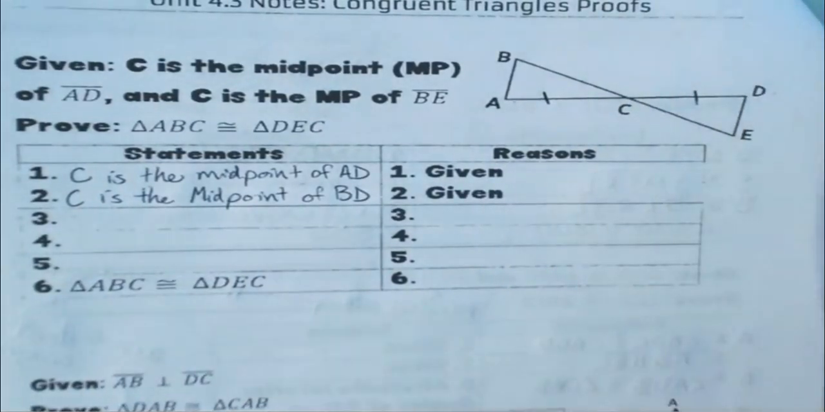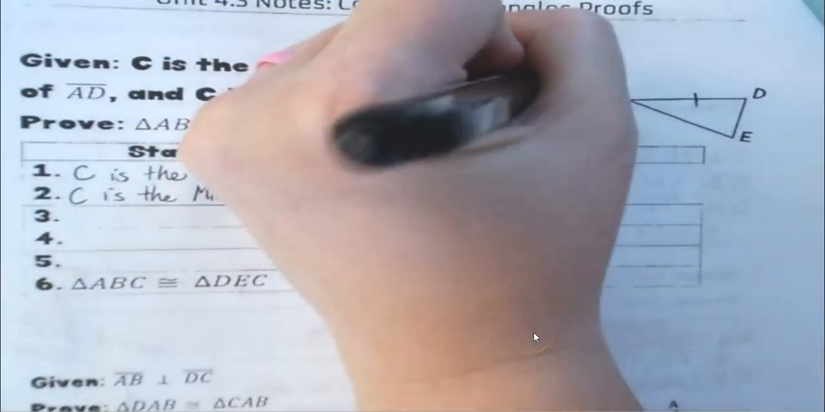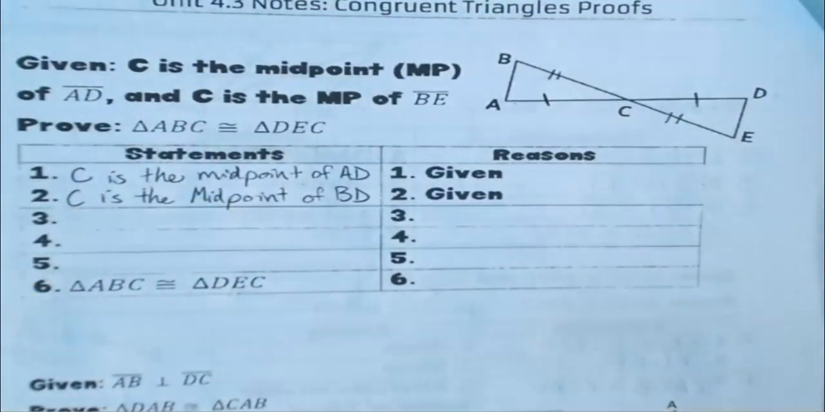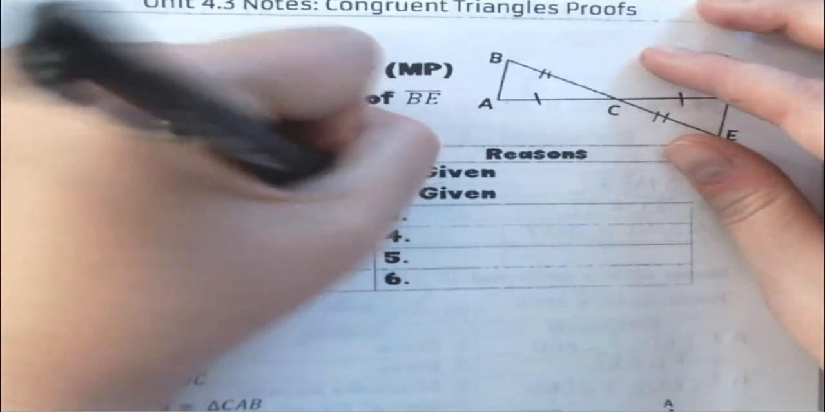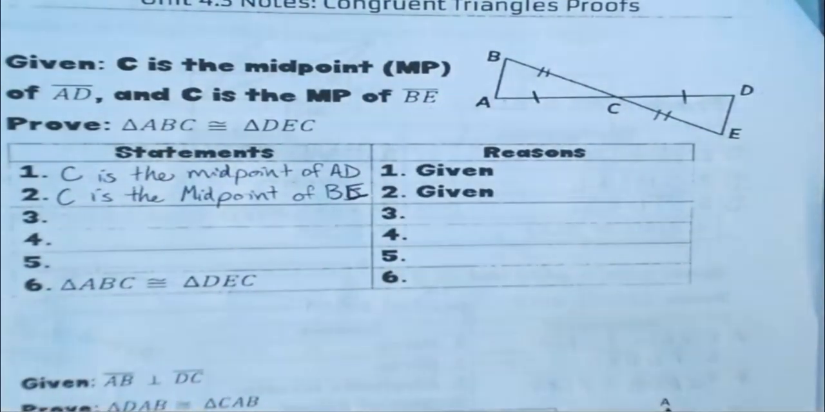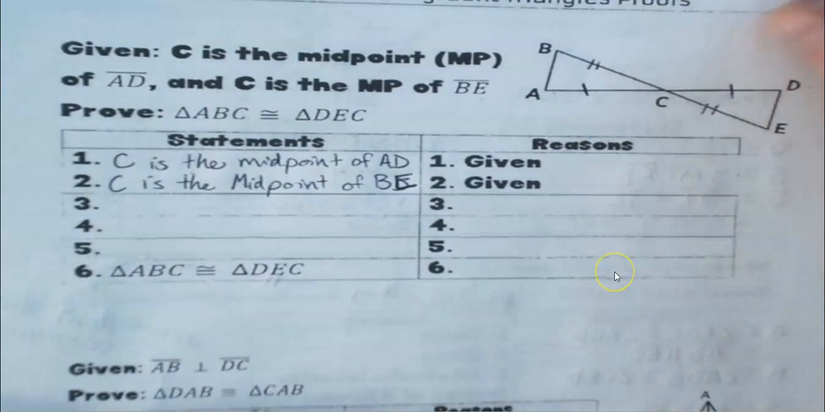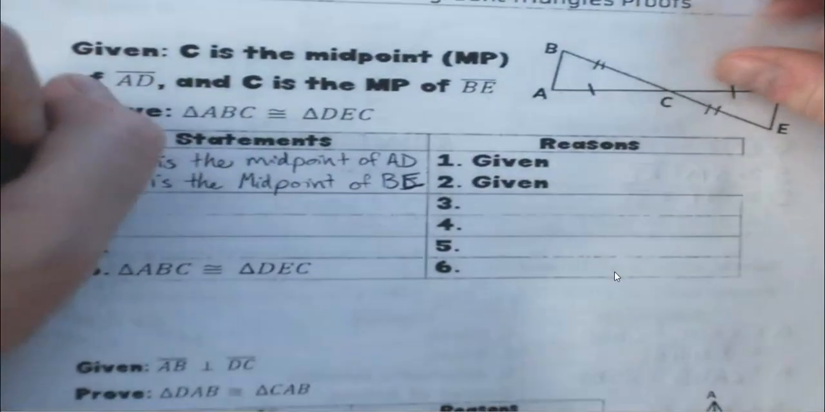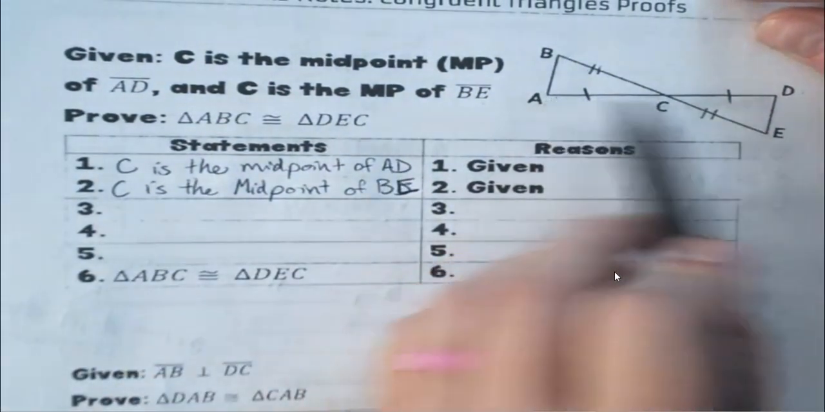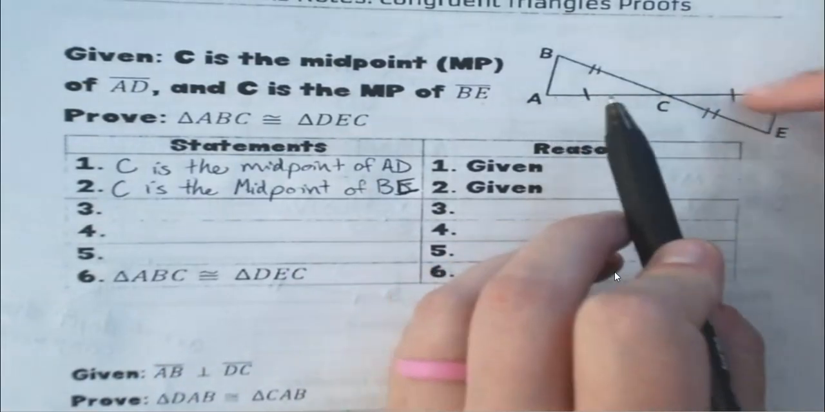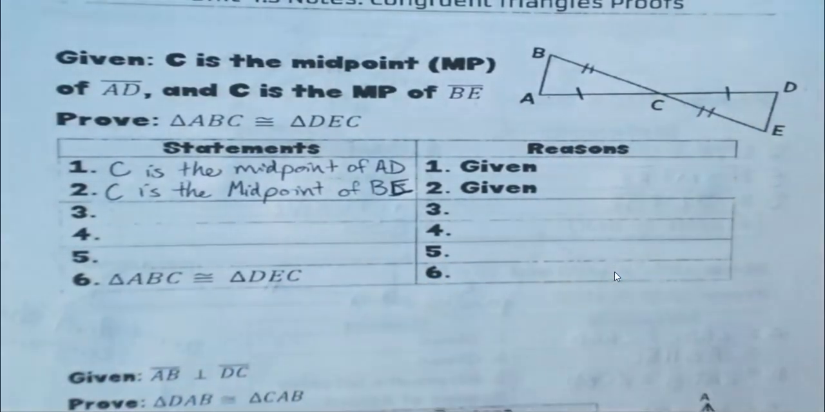How do you know that? Because the midpoint cuts that in half. And then you can do the same thing for the next one. Okay, go back and fix this. I obviously can't copy very well. Now we're going to write the things that we marked. So C is the midpoint of AD. We knew that C cut AD in half, so we can mark the two sides the same.